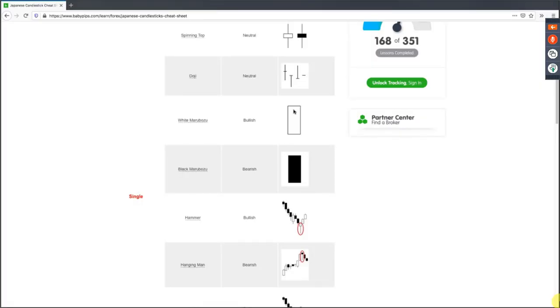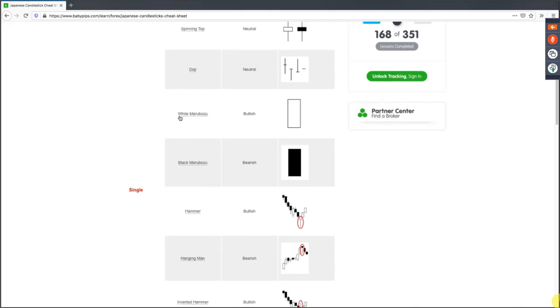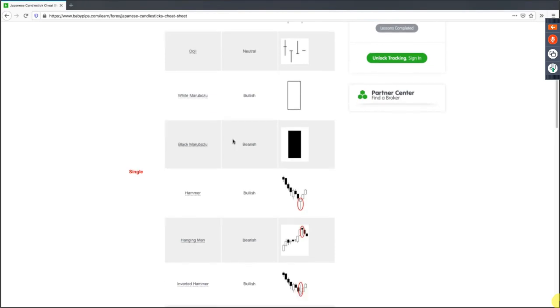We have the hammer, which we saw just now, basically huge indecision at this point. Usually this comes with other elements as well. So let's try and find them on the chart later on.